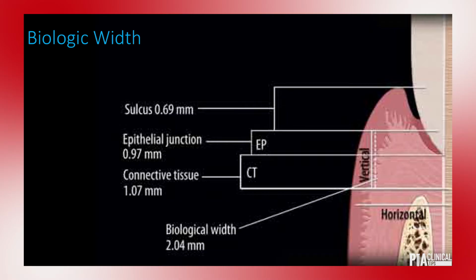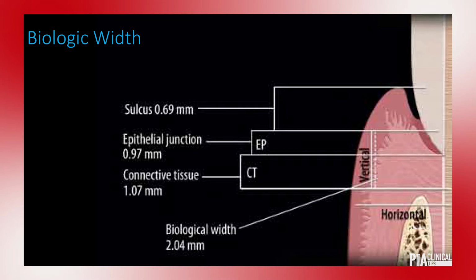Now, if you look at this diagram, you'll see a sulcus of 0.69 millimeters, an epithelial junction of about 0.97 millimeters, and a connective tissue attachment of about 1.07 millimeters. So you see that the biologic width average is around 2 millimeters. Now, if you add the sulcus to that, you are talking about a 3 millimeter space.